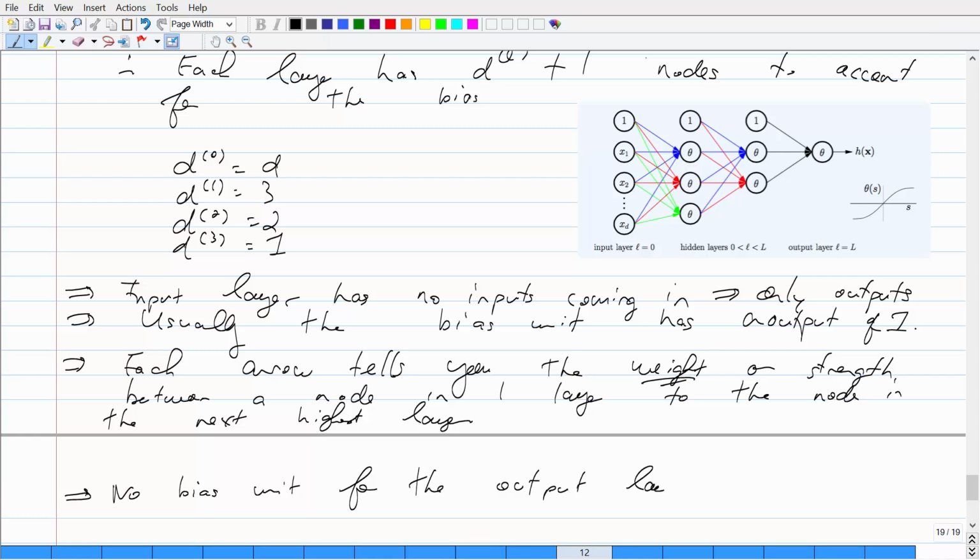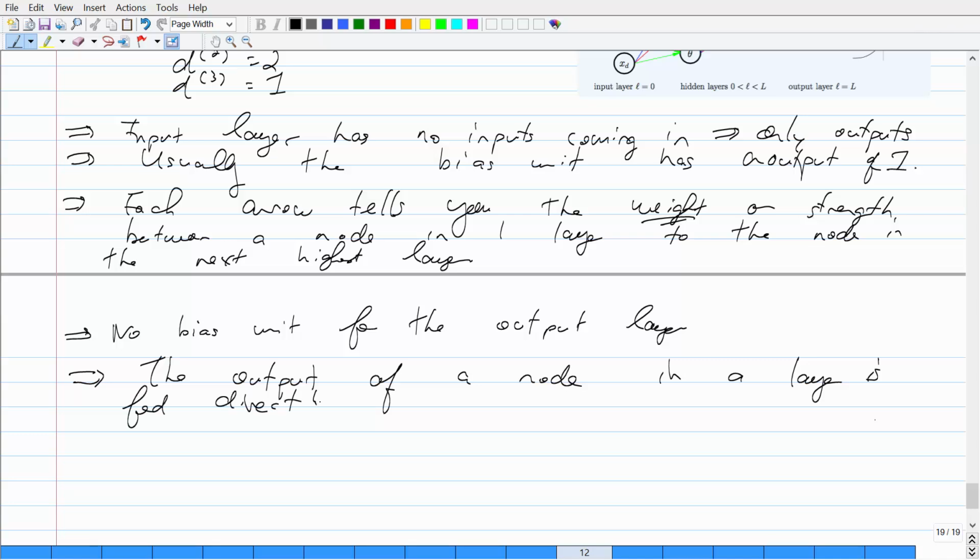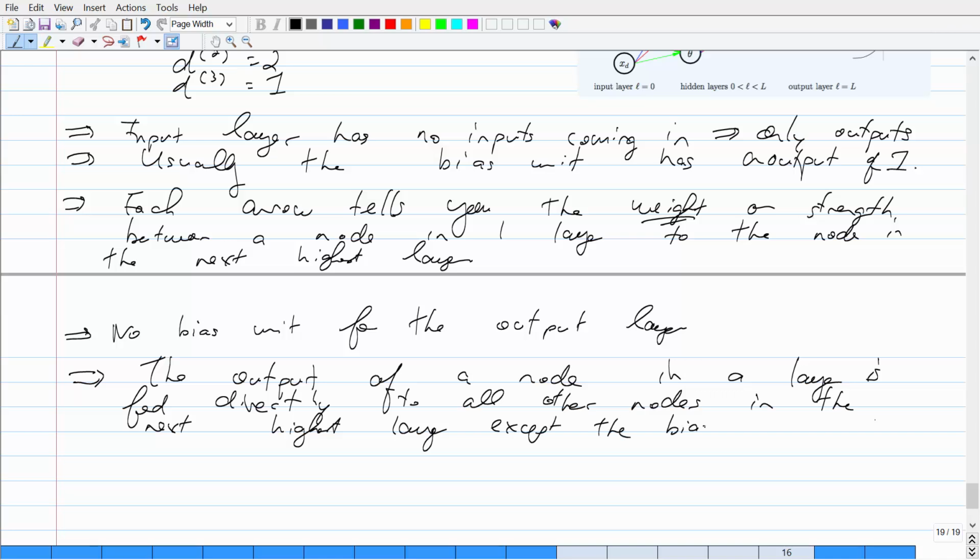One more note and we'll take a break. Finally, the output of a node in a layer is fed directly to all other nodes in the next higher layer, except the bias. Okay, so this is important as well.